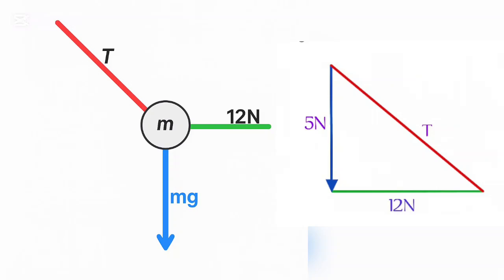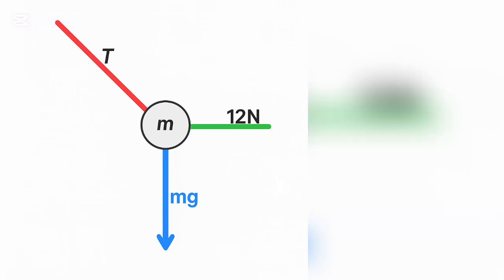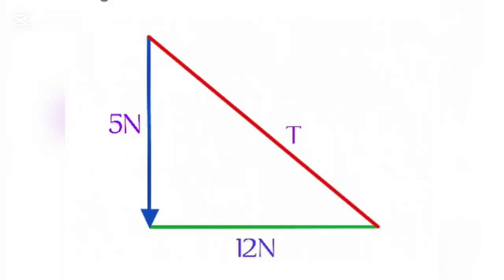Now we want to form the triangle. We will take the vertical 5 Newton, place it there carefully, still vertical. We take the horizontal 12 Newton, place it carefully there, it is still 12 Newton. Then we take our tension T, use it to close it up as our hypotenuse. Now we have a right angle triangle.